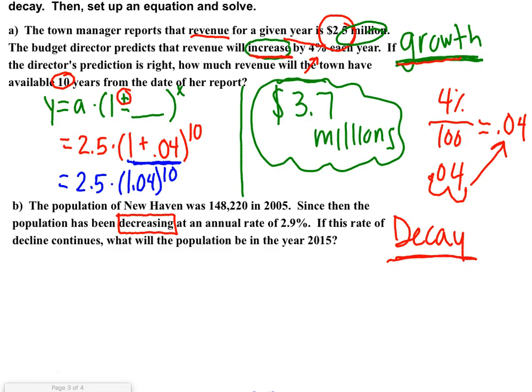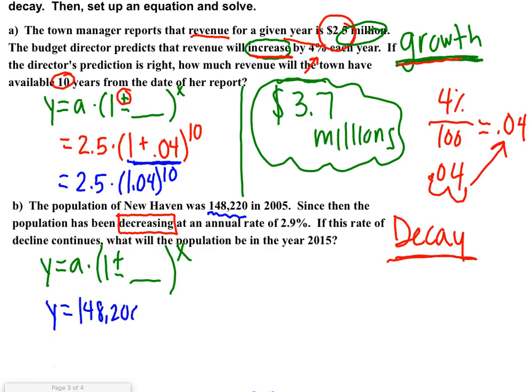So again, let's start with our generic formula. Y equals A times parentheses 1 plus or minus, we don't know yet. Leave it blank, to our exponent. All right, what is our population starting at? Well, it's simply starting at 148,220. Now we're just copying our formula, times parentheses 1. How will we know if it's plus or minus? Well, remember it's decreasing, so that means it's minus. Minus what percent?